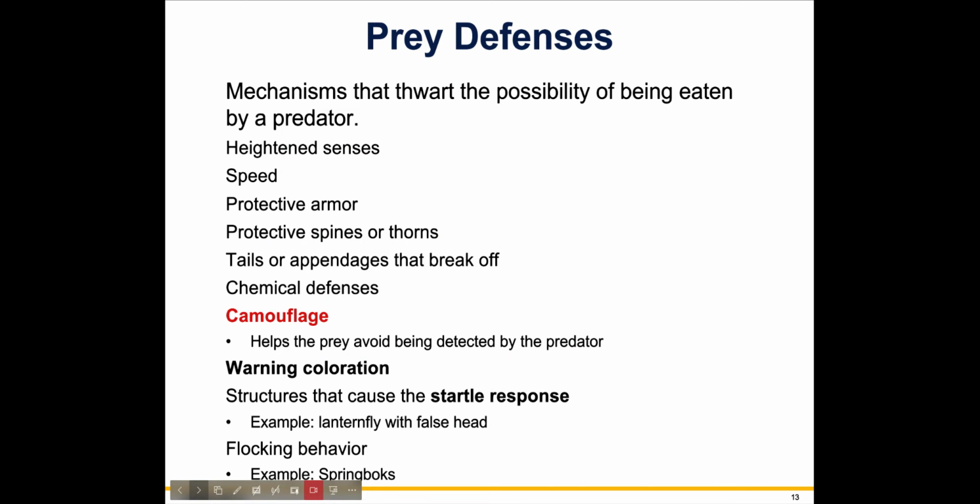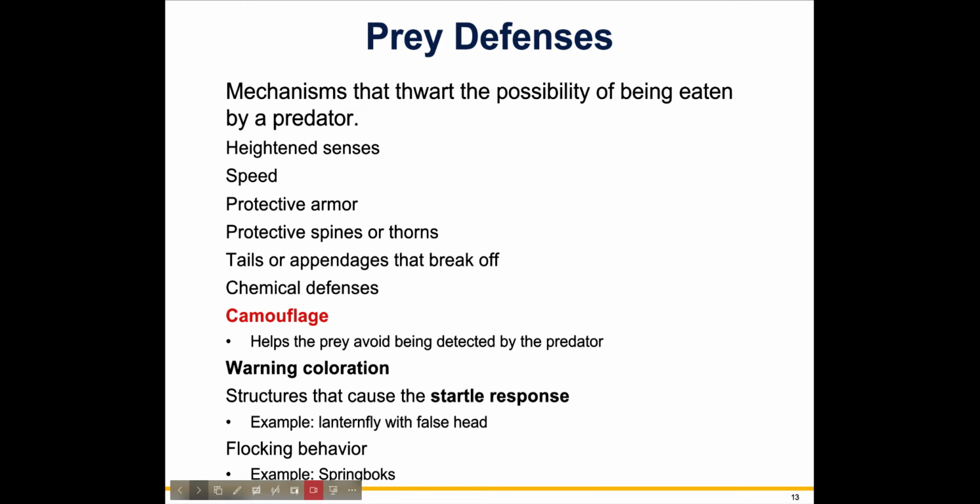But prey items are not just there trying to get eaten. They actually do have defenses to protect them. They have heightened senses. They're often very fast. They have protection on their bodies, whether that is fur or toughened skin or scales. They may have spines and thorns. They can have appendages or tails that can fall off or be ripped off and grow back. They'll have chemical defenses where they taste bad or are poisonous. And then camouflage.